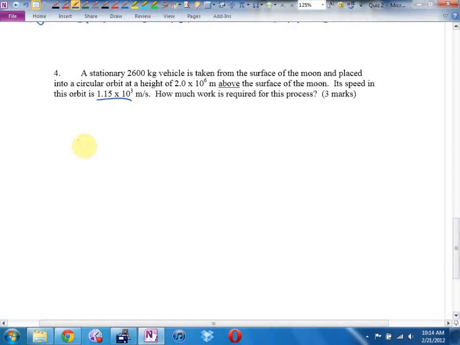So work is change in potential, change in kinetic. Katie, what do you want to find first? Change in potential or change in kinetic? That's what I'm asking you. Pick. Okay. What's change in anything, Katie?